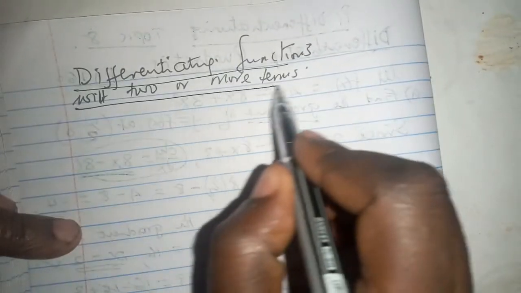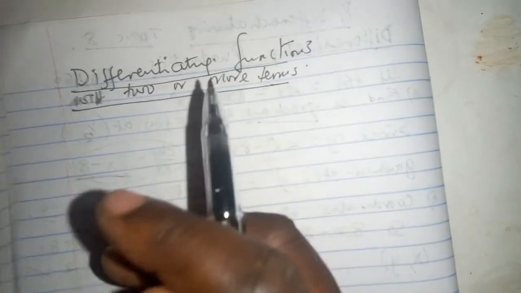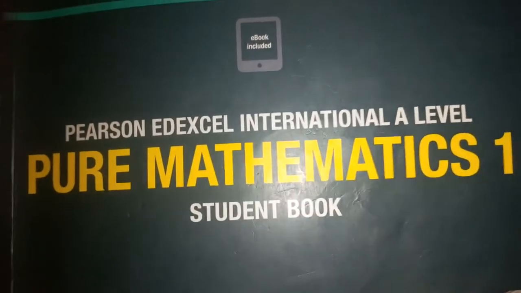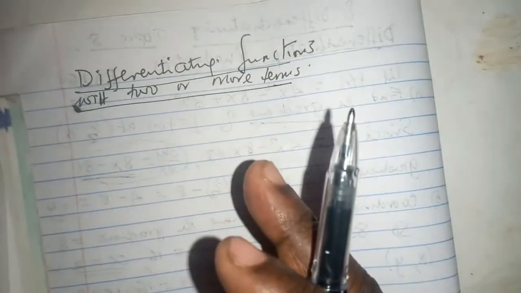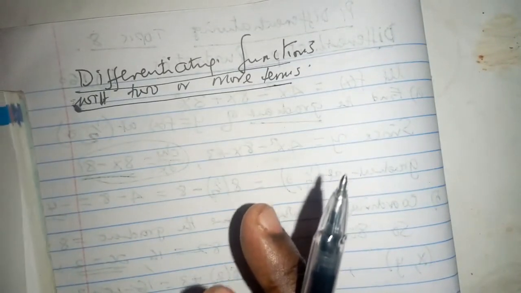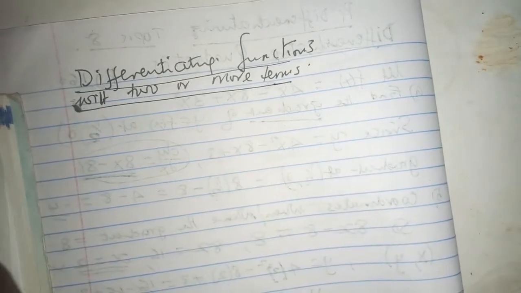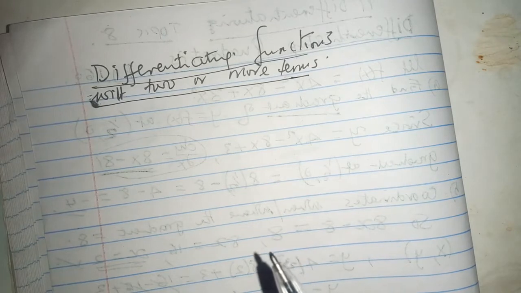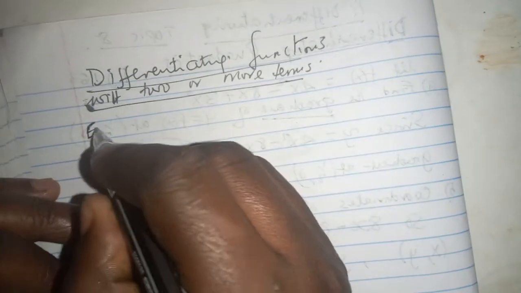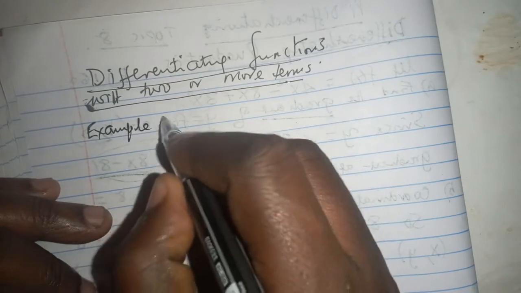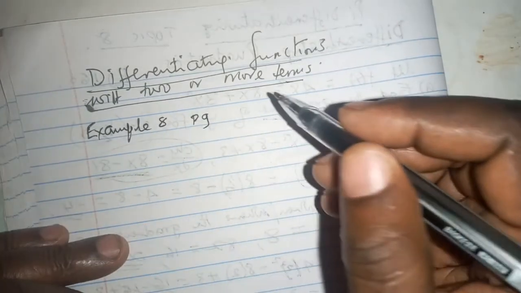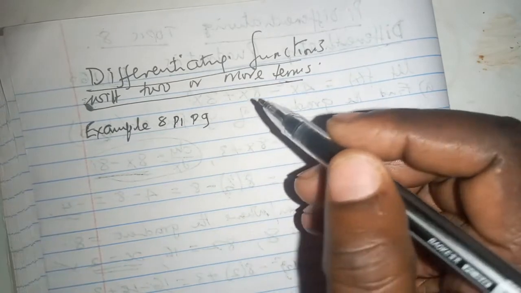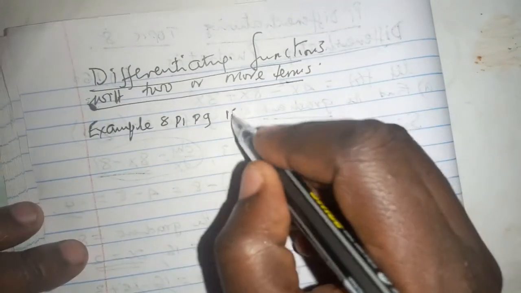Today I want us to look at Pure Mathematics 1, topic number 8. We'll be looking at example 8, which is going to teach us more about differentiating functions with two or more terms. This is example 8, P1 page 161.